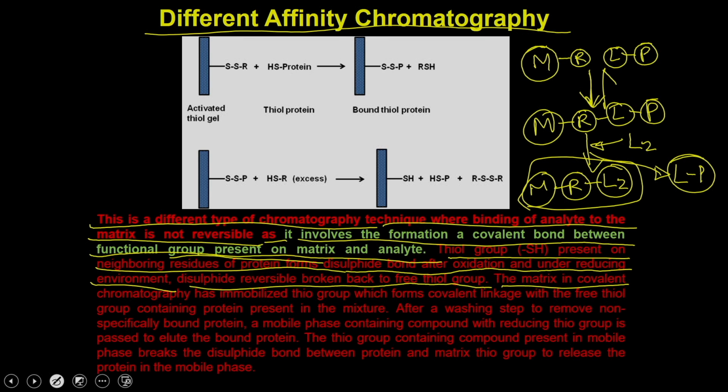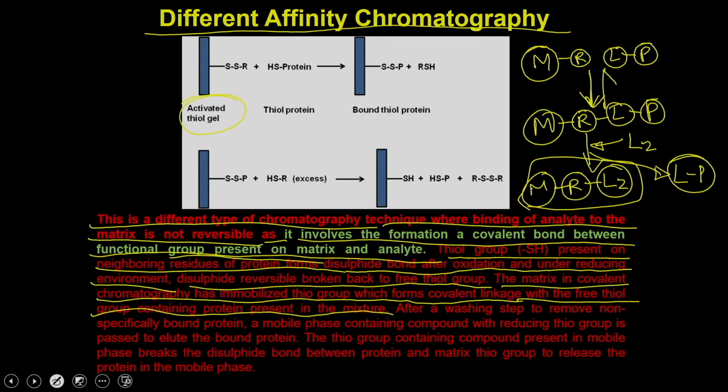The matrix in covalent chromatography has an immobilized thiol group which forms a covalent linkage with the free thiol group containing protein present in the mixture. For example, you have the activated thiol gel which contains the disulfide bridge. The protein has sulfhydryl groups, and when you incubate these thiol-containing proteins, the bound thiol is going to bind the protein with the help of disulfide linkages, and after a washing step you will remove the non-specifically bound protein.